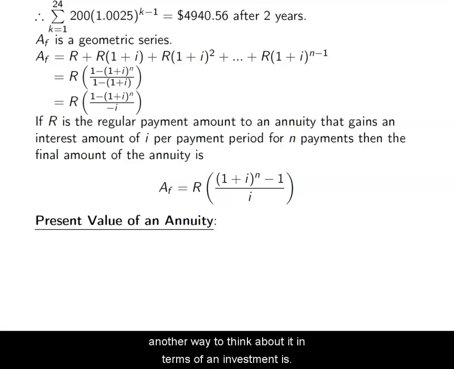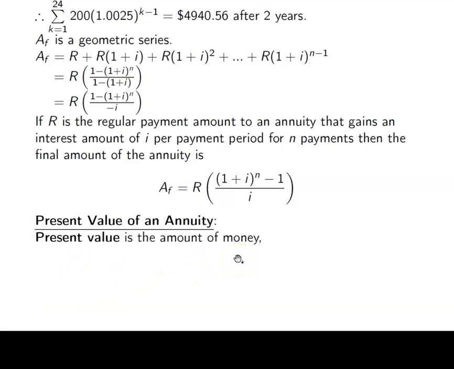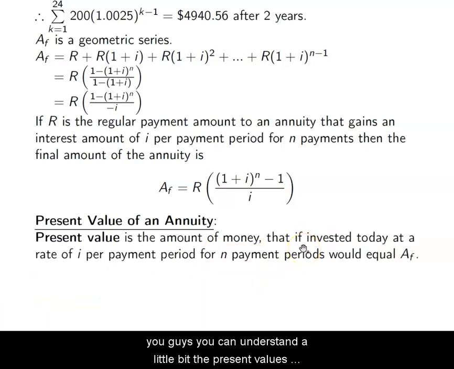Another way to think about it in terms of an investment is, if I only want to invest for 3 years, how much would I have to invest now so that I'm making payments for 3 years, but I would save the same amount of money as if I was only making payments for 10 years. Okay, so it's a little awkward, the phrasing of this, until I actually put something on paper, right? So that's just me trying to talk through it for you guys so you can understand a little bit.